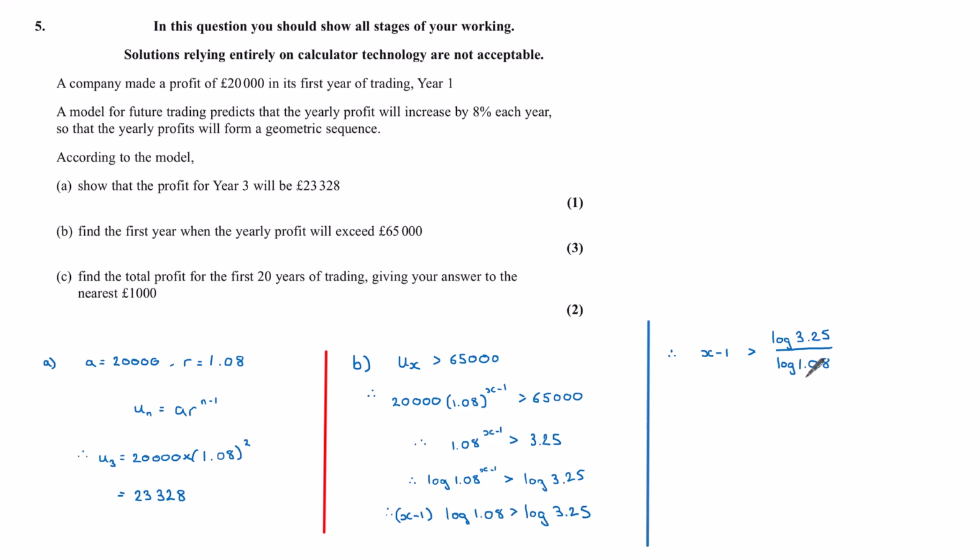Dividing both sides by log 1.08, I've got that my x minus 1 is greater than log 3.25 over log 1.08, which on my calculator gives me a value of x minus 1 being greater than 15.31 and so on. This means x is greater than 16.31. Again, I'm looking for the year when the profit exceeds. So I'm looking for an integer value, and so it will exceed 65,000 in year 17.